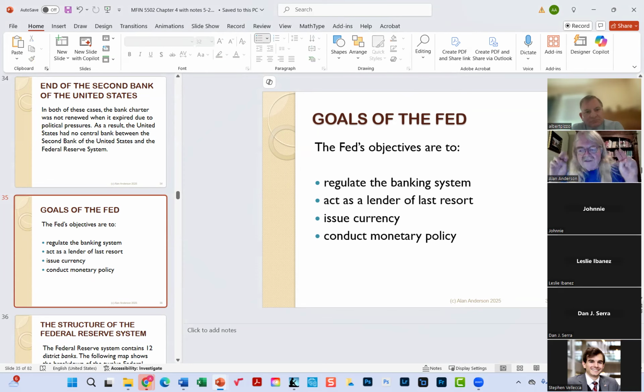You can go to the so-called discount window. This happens fairly regularly. Sometimes you get a bank in a part of the country that's been damaged by, let's say, hurricanes or something like that. So the Fed will step in and lend them money to get them back on their feet. And of course, they issue currency, as we've discussed, and they conduct monetary policy, which is designed to keep the economy from having either too much inflation or too much unemployment.